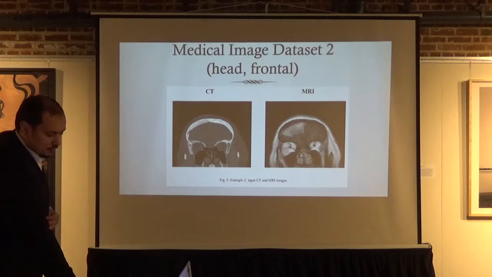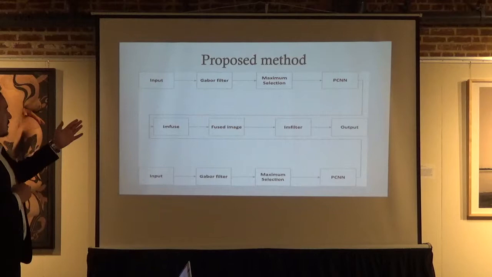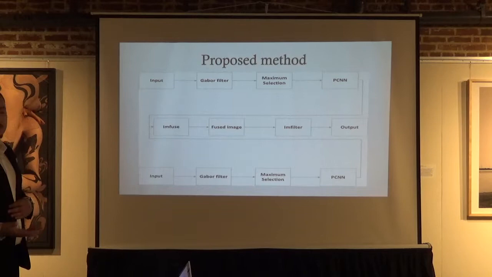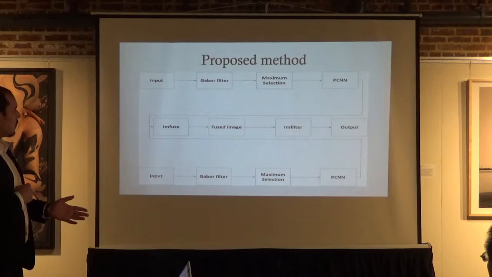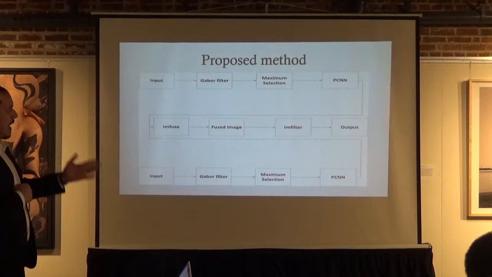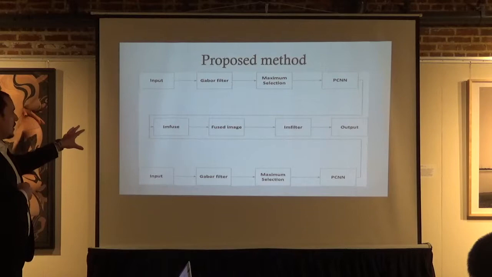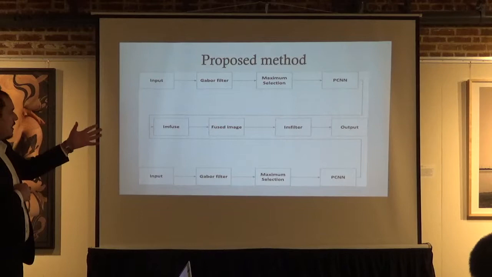The proposed method is, first, the input image is filtered using a Gabor filter to remove the noise and enhance the texture of the image. Then the maximum pixels are selected before entering the pulse coupled neural network to enhance the relevant features of the image. Then the fusion is just taking the maximum of these two. And after the fused image, we apply a filter to smooth the image and remove the noise.